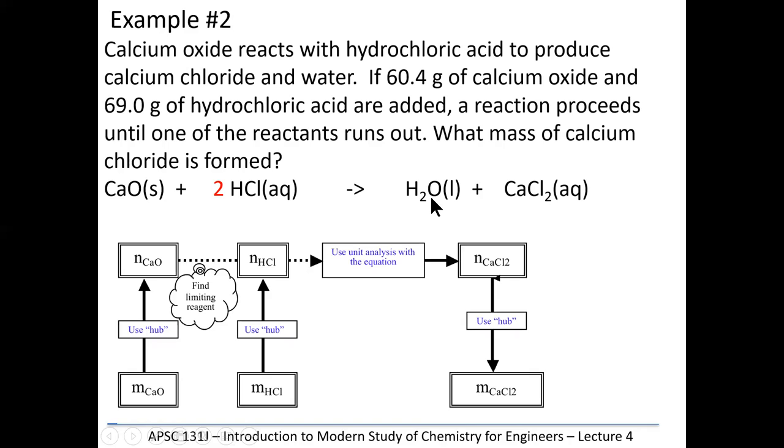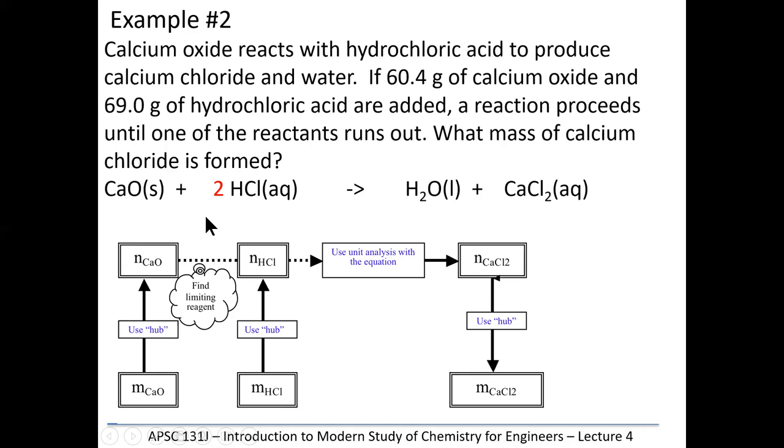So when we balance it, we can see there are two hydrogens on the right. We're going to balance it by putting a two in front of the HCl. And that effectively gives two chlorines, one calcium, one calcium. We can see the ratio here. One mole of calcium oxide is going to require two moles of HCl. So our first step will be to figure out which reactant is limiting.